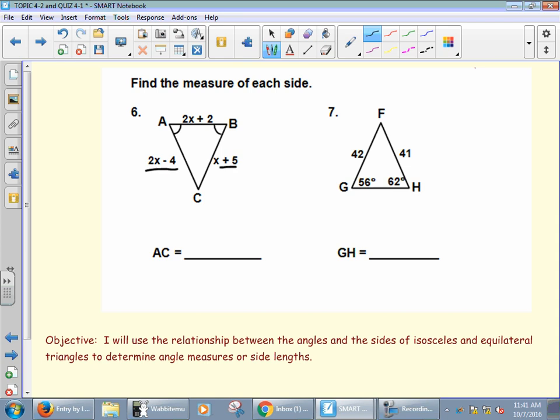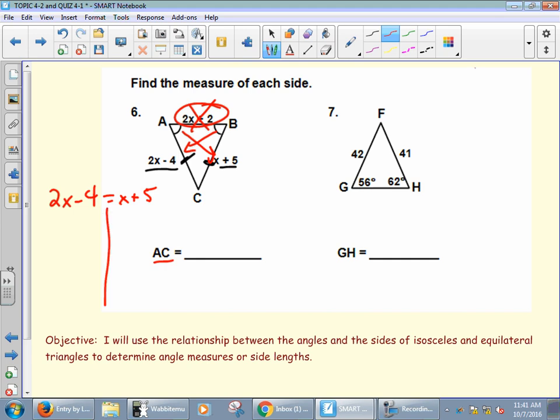Does everyone understand that these 2 sides are congruent? This side and this side. If you're wondering how I knew that, this angle is congruent to this angle, so they are the same. Everyone on board? So, I'm going to set them equal. 2x minus 4 equals x plus 5. Do I need this 2x plus 2? No, get rid of it. It's useless information. The only way I may need it is if they ask for it at the end, then I can plug it in.